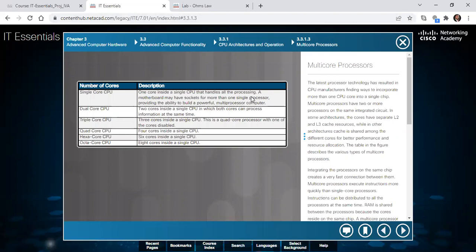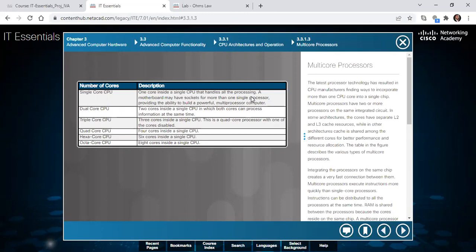The multi-core processors, that's the dual core, triple core, quad core, hexa core, octa core. So we want to talk about it. The latest processor technology has resulted in the CPU manufacturers finding ways to incorporate more than one CPU core into a single chip. So a multi-core processor has 2 or more processors on the same integrated circuit. In some architectures, the cores have separate L2 and L3 cache resources, while in other architectures, cache is shared among the different cores for better performance and resource allocation.